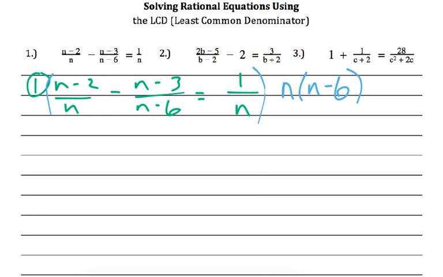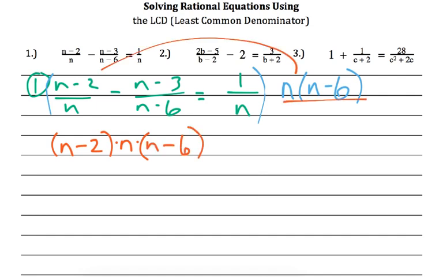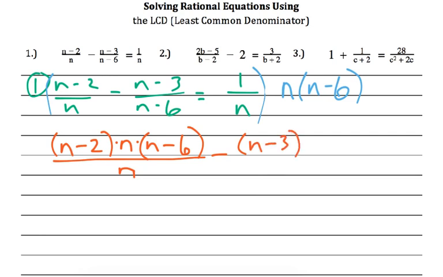And for this, I will write an in-between step out, and I'll write this in red so that it stands out as something that you might not end up doing later on. So here's my n minus 2 in the numerator of the first fraction being multiplied by n, and then also being multiplied by n minus 6, because this whole value is distributing to that first numerator. But this entire fraction was originally over n. Now I'm subtracting n minus 3 because I've moved on to this second fraction and its numerator, which is also being multiplied by n and n minus 6, all over n minus 6.